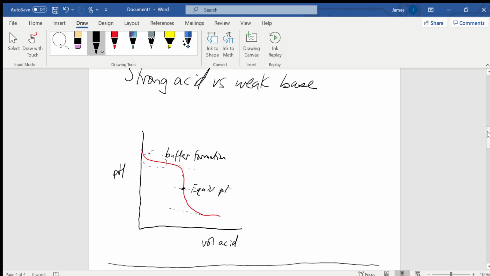What else do I want to say here? So we have this buffer region, we have the equivalence point. In this occasion, the equivalence point is going to be less than 7. So why is the pH at the equivalence point less than 7? Let's have a look.